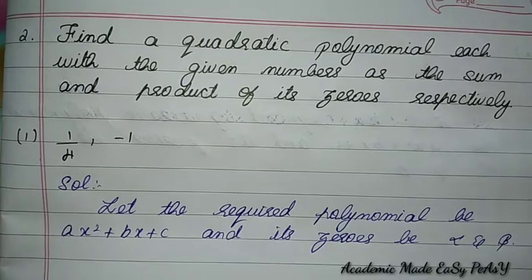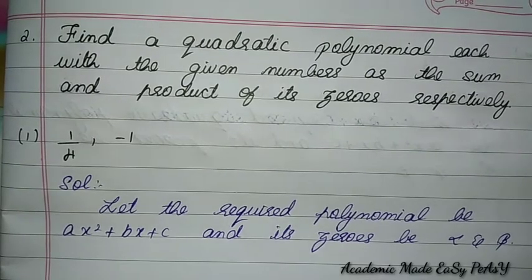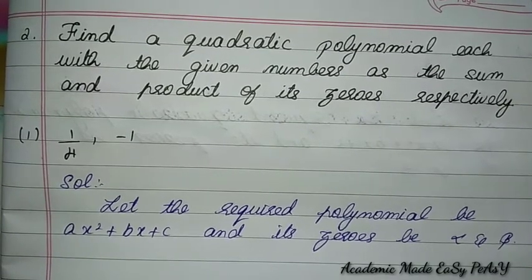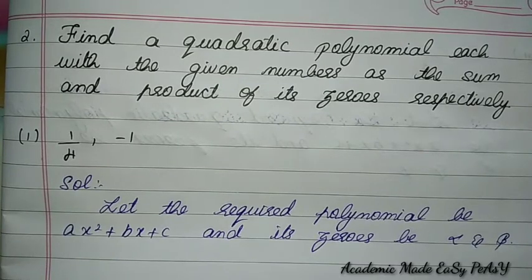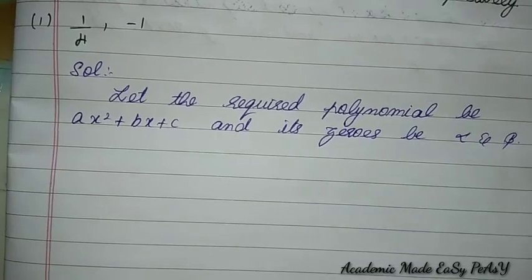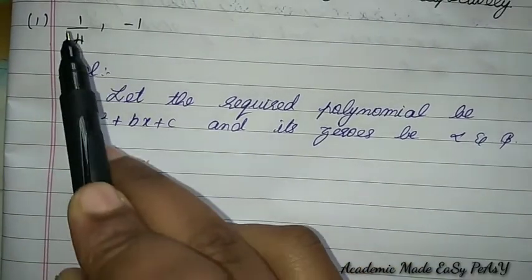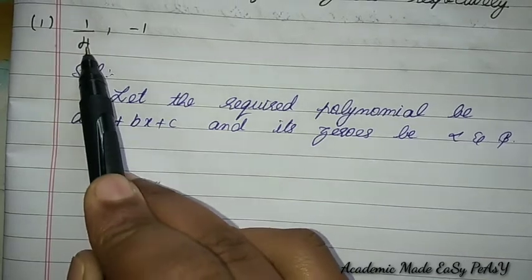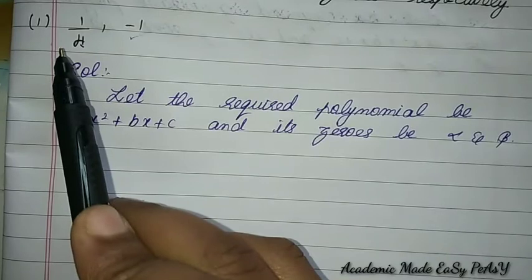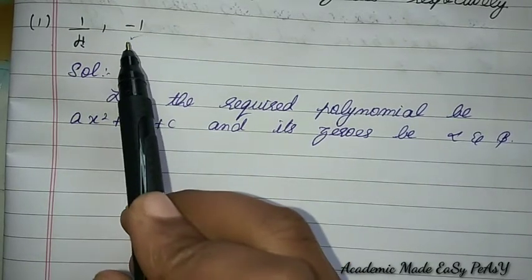Till now we were learning one method, where the quadratic polynomial was given and we were finding zeros and verifying the sum of zeros and product of zeros. Now the sum of zeros and product of zeros is given, and from that we have to find the quadratic polynomial in each of the given questions. So now let's get started. Subdivision 1, 1 by 4 and minus 1. The first one is the sum of zeros and the second one is the product of zeros, for every question.